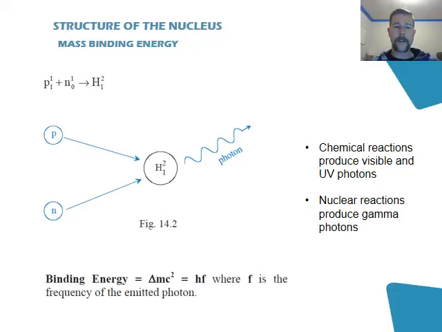Looking at the diagram that we've got here, we have individual components of a nucleus, being the proton and the neutron. If they join together, they form a nucleus. There's actually a loss in mass, and this mass is released as energy. The energy that's created is released as a photon, and the energy of this photon is equal to mc squared. Chemical reactions produce photons that have energy in the UV range, but the energy in the case of the nuclear reactions we're talking about here is in the gamma range, which is extremely high energy.